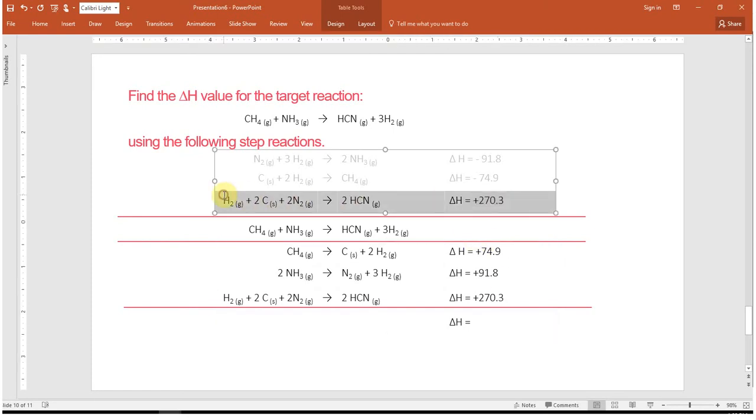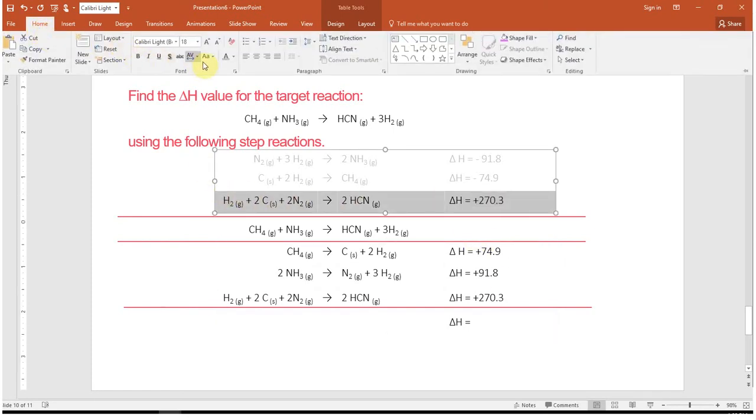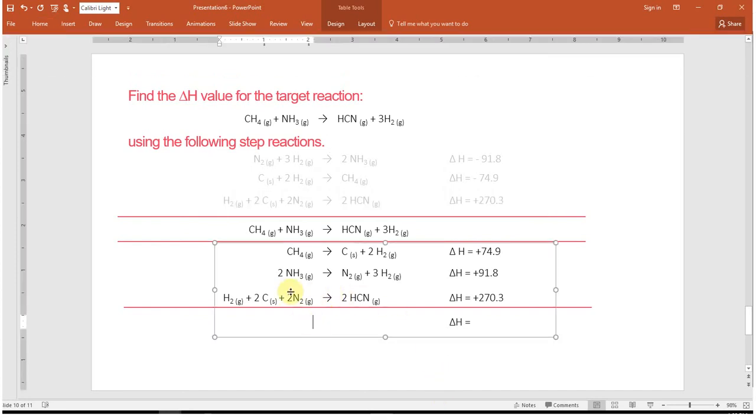Now, I'm not done, because at this point, I want to confirm that I have the right number of everything. If we look at our target, I want one methane, and I have one methane. I want two, I have one ammonia, but I actually have two, and there's nothing over here to cancel it. So there's a problem with this one. Now you can do this all in once, or you can do it separately. It just depends. I'll show you both ways.